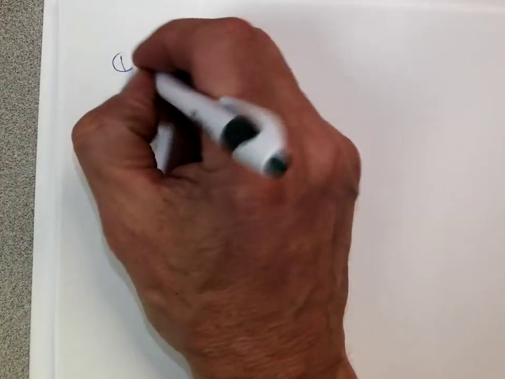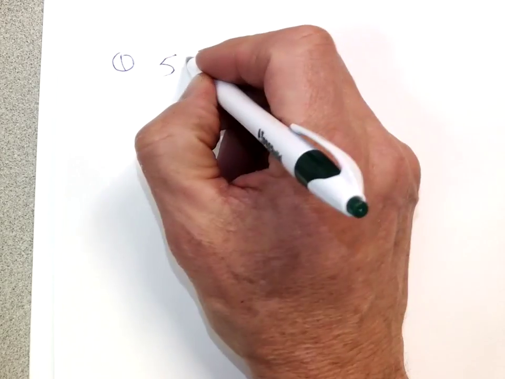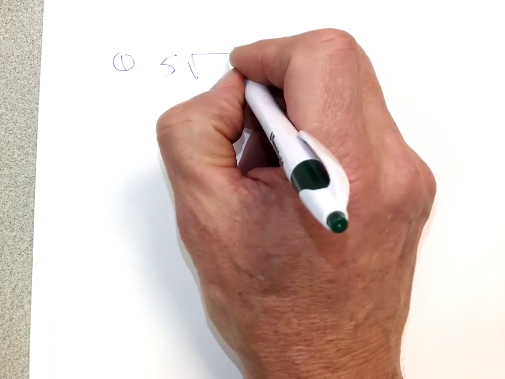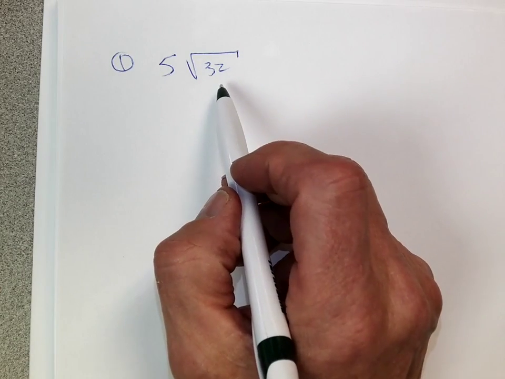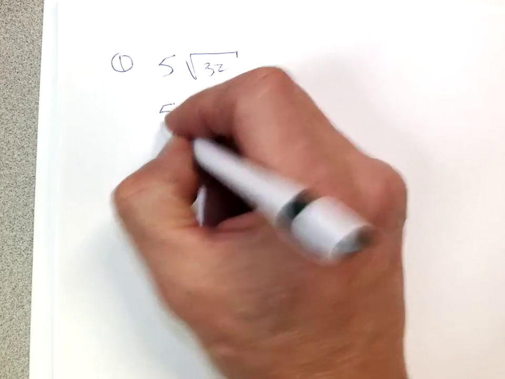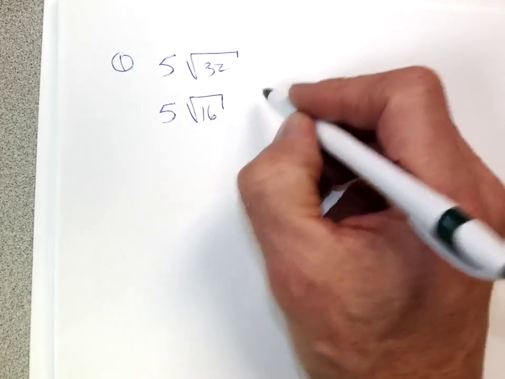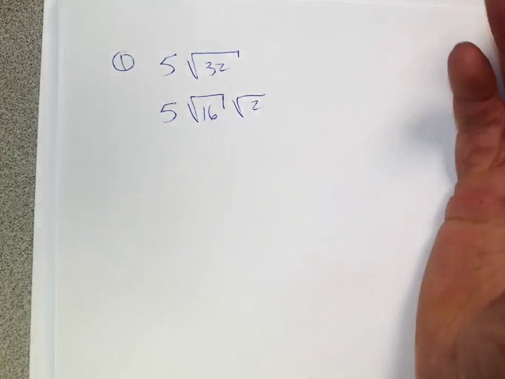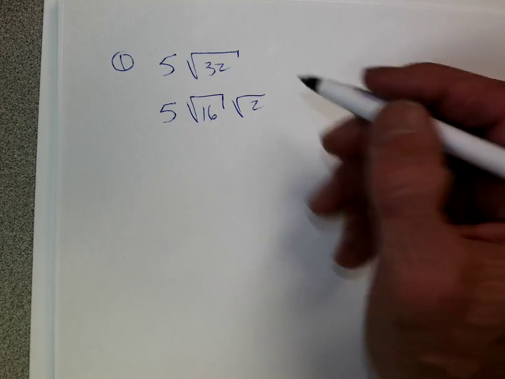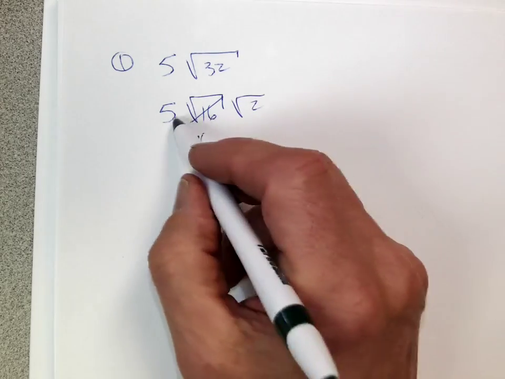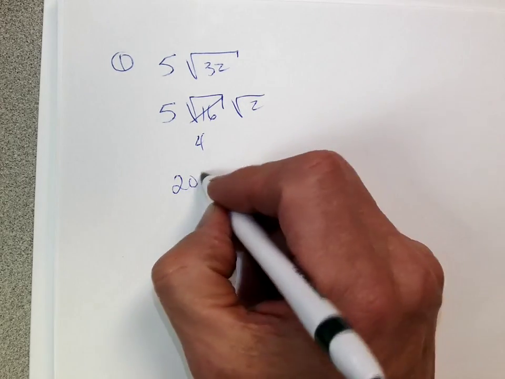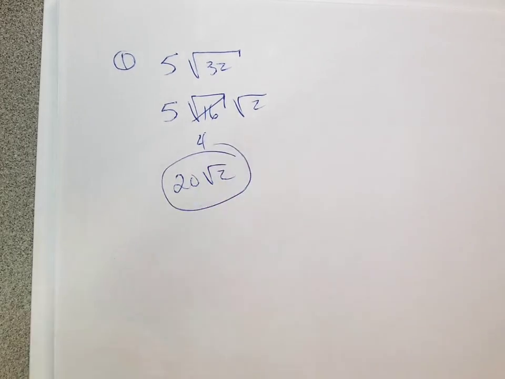Number one, we are going to do 5 square roots of 32. A couple of ways to make 32. There's 4 and 8, but I'm going to make it 16 and 2 just because it's a faster multiple. 16 times 2 is 32, but there is a square root of 16, which is 4. So I'll take the 5 times the 4, which makes 20 square roots of 2. That's all I got to do.